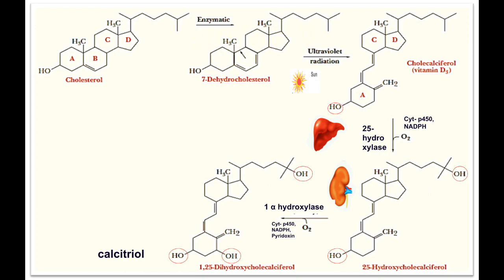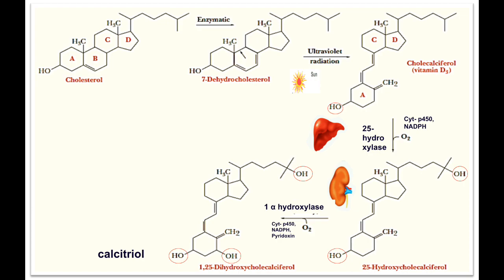In the liver it is hydroxylated at the 25th position to form 25 hydroxycholecalciferol. So here hydroxylation occurs. The enzyme is 25 hydroxylase, which requires molecular oxygen, cytochrome P450 and NADPH as a coenzyme. Then 25 hydroxycholecalciferol is the storage form of vitamin D.